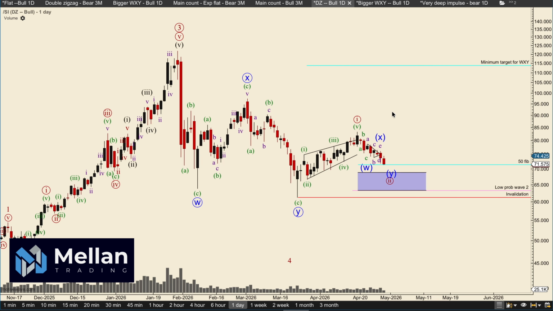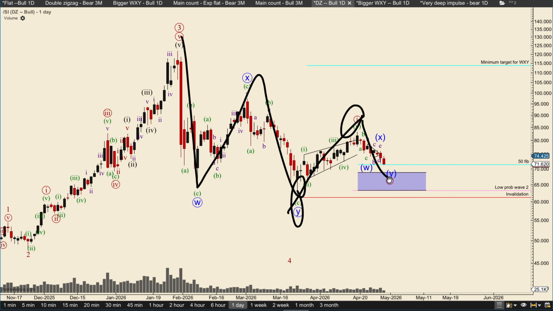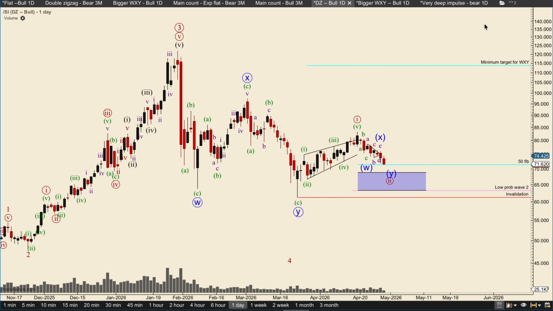Hello, so the move down here on silver is looking very interesting, and I'm currently tracking 3 different scenarios. The first pure bullish scenario is counted as a finished WXY here, and then we are looking for a 1, 2, 3, 4, 5, continuing the bullish trend.